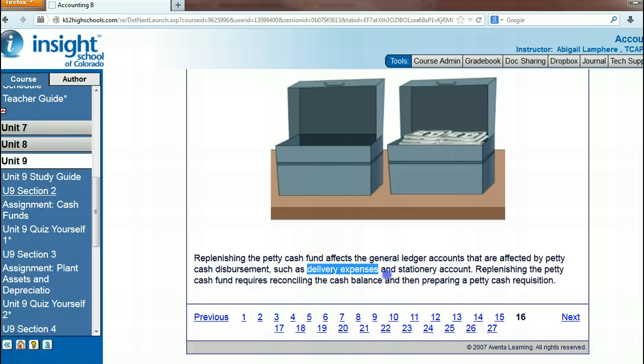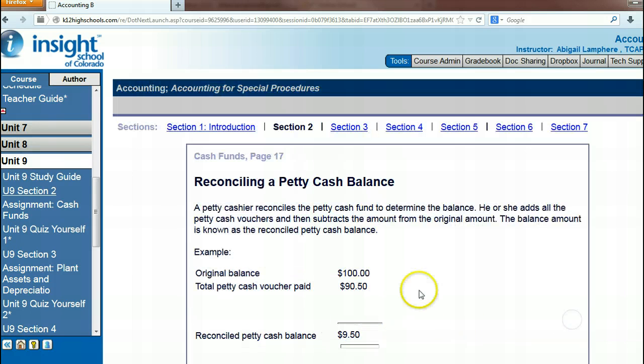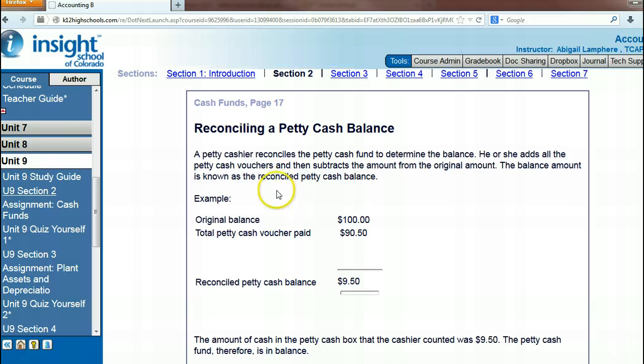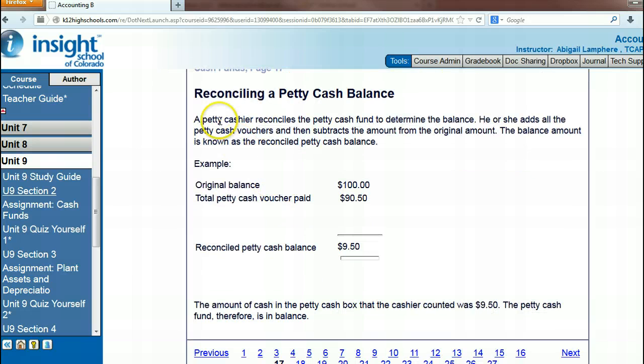Stationary equipment, delivery expenses, those types of things. Replenishing the petty cash fund requires reconciling the cash balance and then preparing a petty cash requisition. Reconciling a petty cash balance. So, for instance, a petty cashier reconciles the petty cash fund to determine the balance. He or she adds all the petty cash vouchers and then subtracts the amount from the original amount.